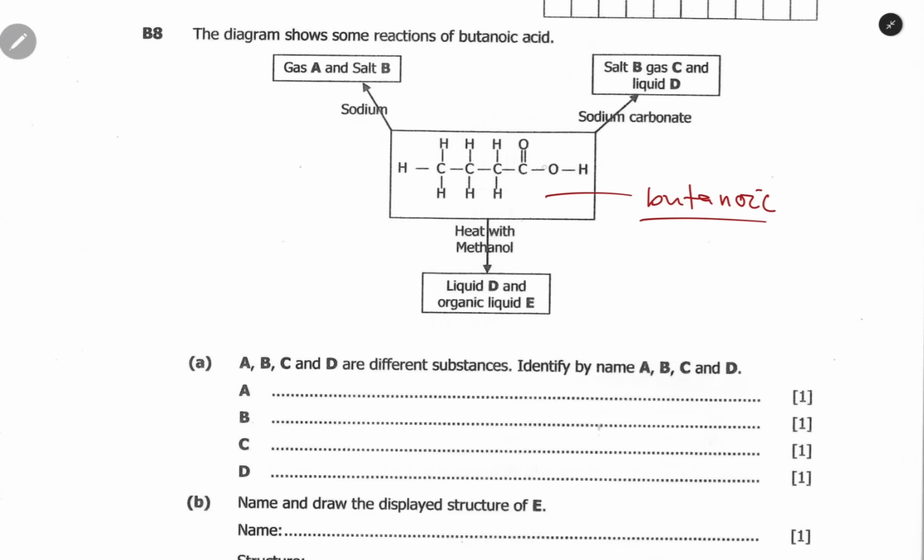Now look at this. Very important to start the reaction. So it means butanoic acid reacts with the sodium, resulting in A and B. Then when it reacts with sodium carbonate, it results in B, C, and D. Now, this is an acid, even if it's a weak acid. Generally, when an acid reacts with a metal, which is sodium, it produces a gas, which is hydrogen, and a salt. So here, the gas is the hydrogen. So the substance is hydrogen gas.